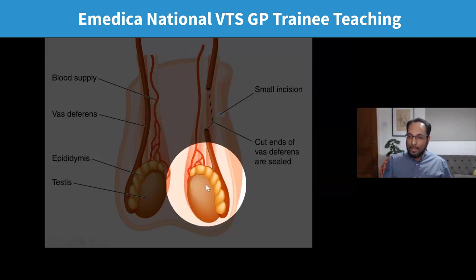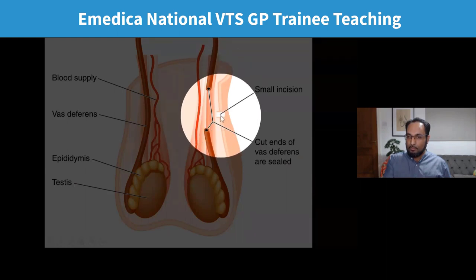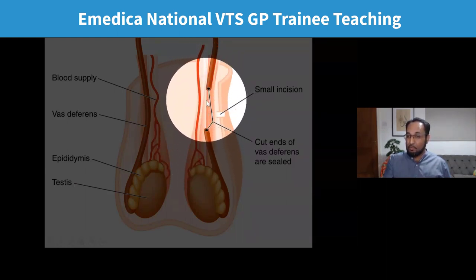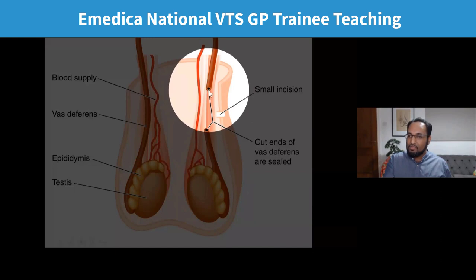And you've got a tube that connects your testicles to your penis, and sperm will come out of there during ejaculation. What they'll do is make a very small cut in the scrotum. They will then make two cuts, and sometimes they'll actually remove a section of the tube that connects the testes to the penis. After that, they seal both ends.